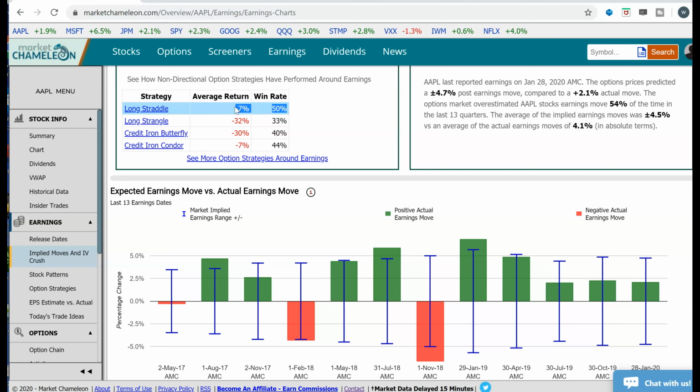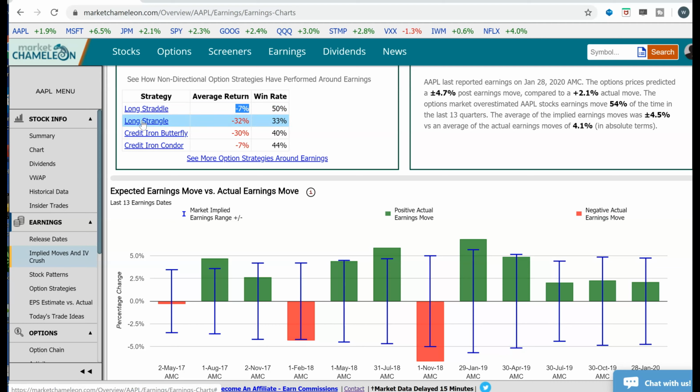Here are the historicals, how the different option strategies that play the earnings move performed. Here we could see the long straddle, which is buying the straddle, was a 50% win rate. Half the time it made money, half the time they lost. But on average, from the long side, you lost 7% in the last 12 quarters.